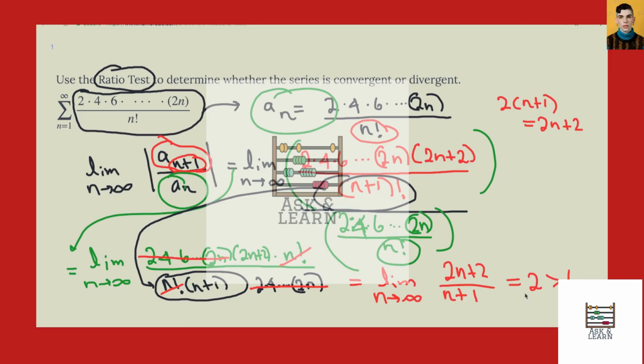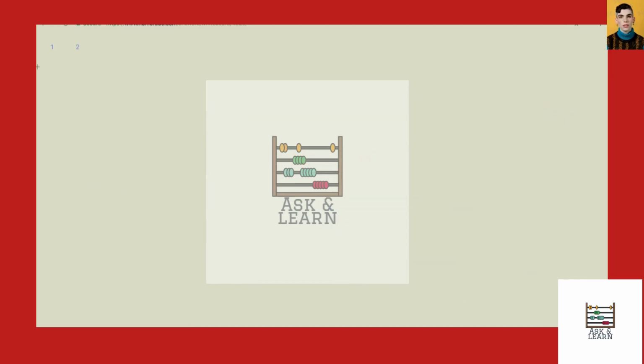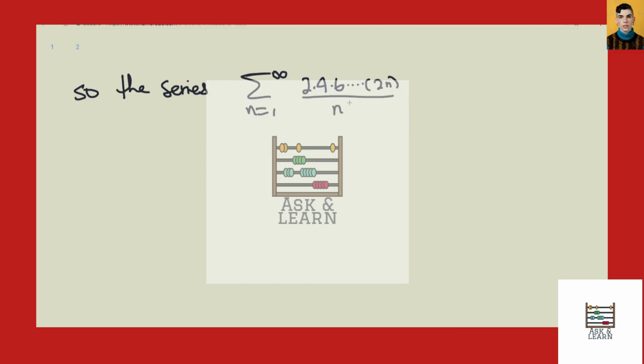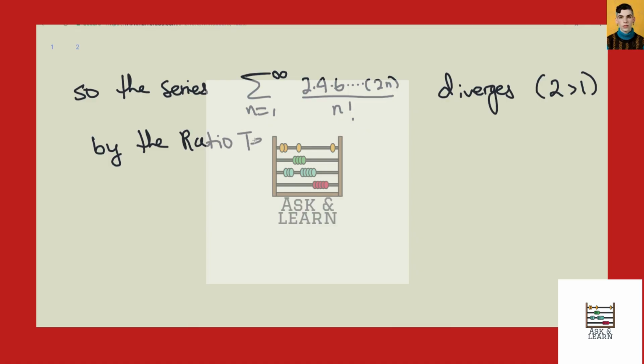So going on to the next page to write our summary, our conclusion. So the series from 1 to infinity, write that infinity up here on the side, of 2, 4, 6, all the way up to 2n over n factorial. This diverges, again, because the limit that we got was bigger than 1. By the ratio test. And that's our final answer.